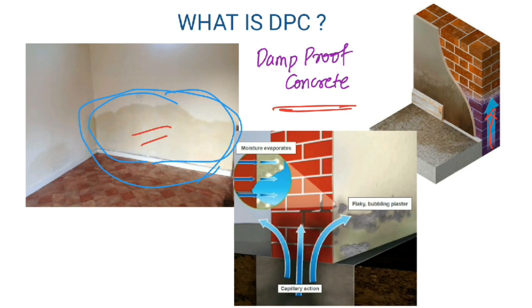Here in this third figure, this is the first figure, second figure, and especially in the third figure, you can see the capillary rise action on the masonry. What happens due to this capillary rise is that patches, flaky or bubbling plaster will occur due to the capillary action.